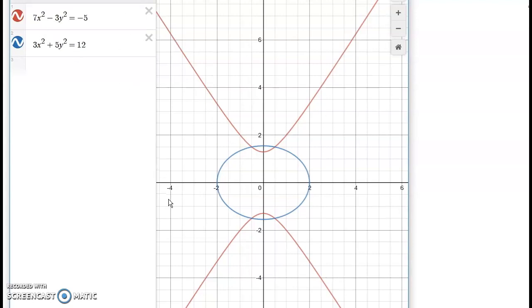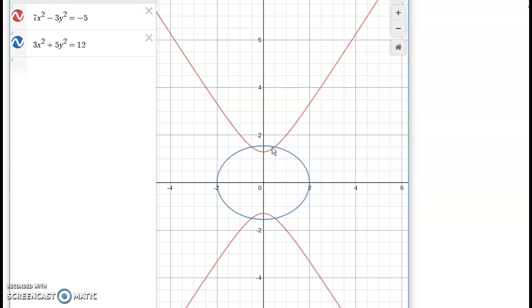You can see it kind of looks like two parabolas, one stacked on top of each other. Again, this is not a function because it wouldn't pass the vertical line test. This one right here, 3x squared plus 5y squared equals 12, gives us this shape right here. It looks circular. Actually, we know it's not a circle because this radius is 2, that radius is not 2, but it is a round shape.